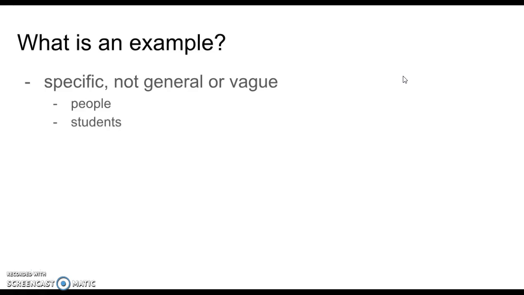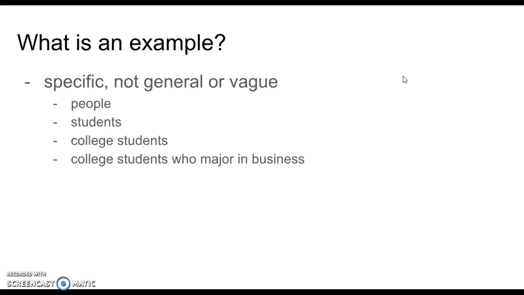For example, we have this list: people, students, college students who major in business. People is very general, while this last point here, college students who major in business, that's very specific. So we want our examples to be very specific, like this last point.